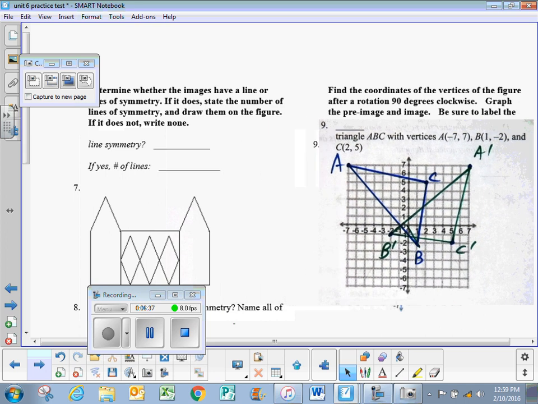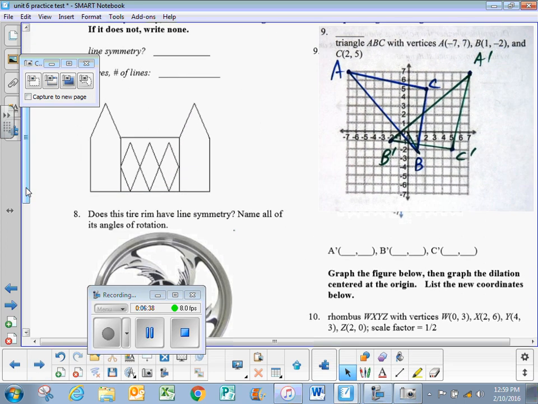Okay, number 7. We'll come back to 9 here in a minute. Number 7, we're looking, does it have line symmetry? Yes? How many lines? 1. And it's this line right here. Fold it in half over that line, it's a mirror image.